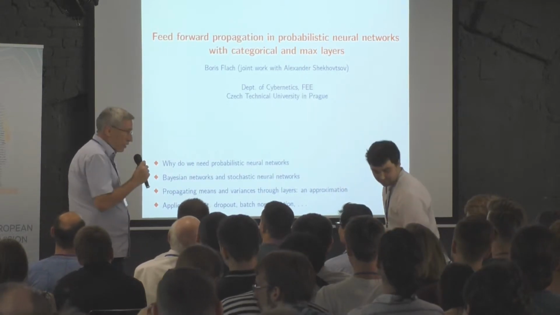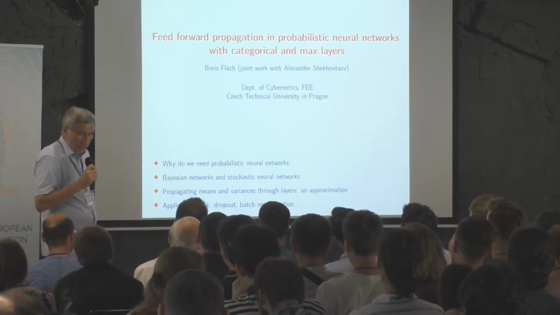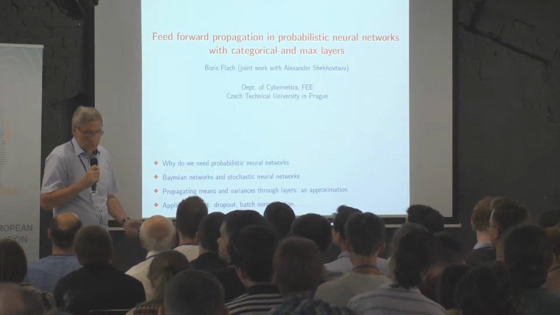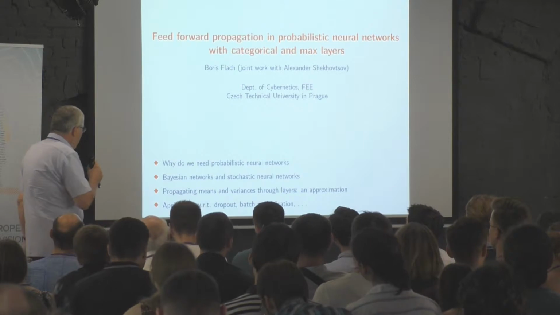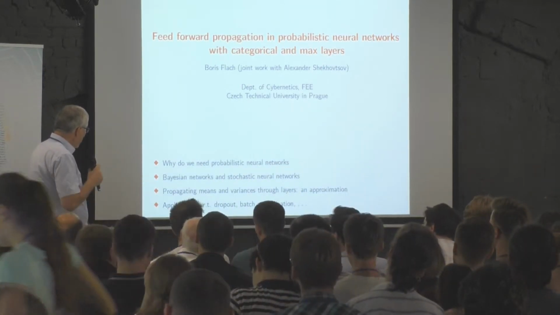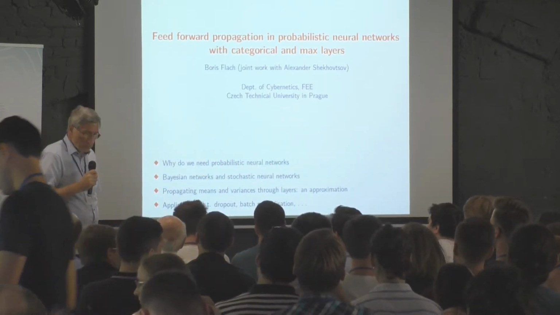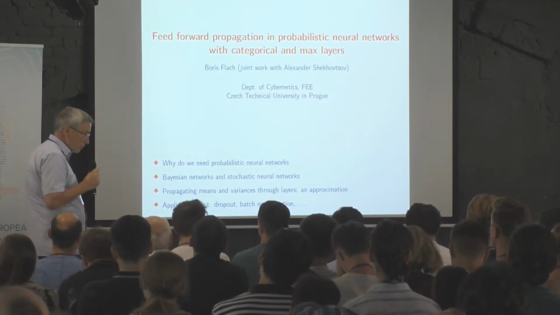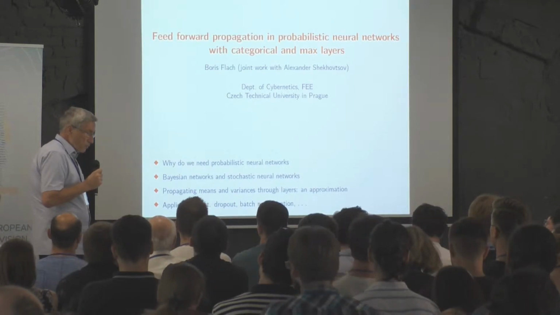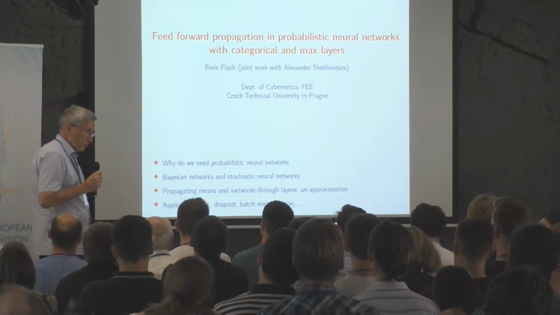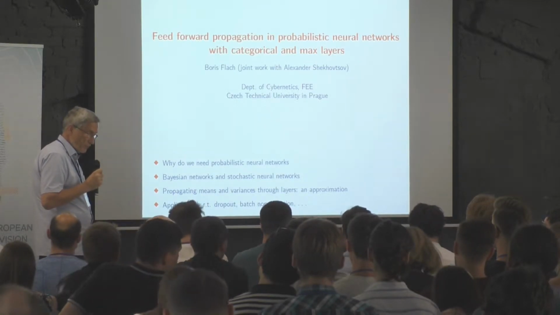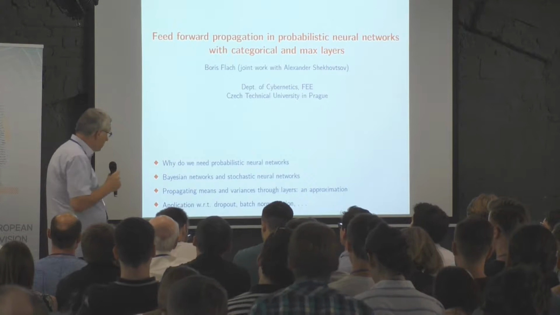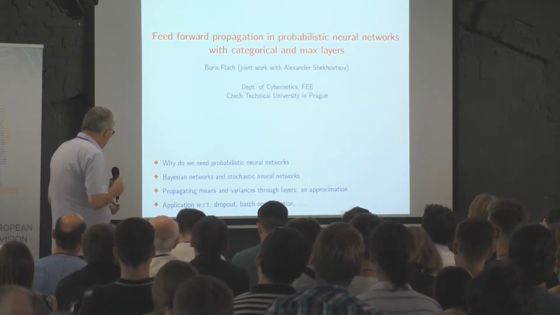So, in the first part, I will try to motivate why it might be reasonable to go for stochastic neural networks, even though we don't have yet a, say, killer application. And then I'll speak a little about one possible mathematical formulation of such stochastic networks, mainly in terms of belief networks or Bayesian networks. And then I will show you how to approximately propagate not only means of those stochastic units in the network, but also their variances through the network. And then finally show some applications with respect to dropout and batch normalization.